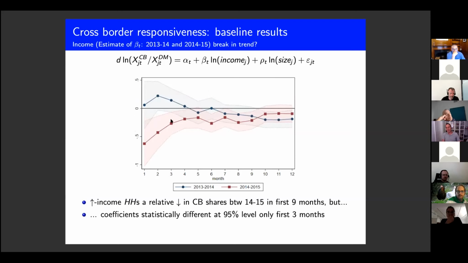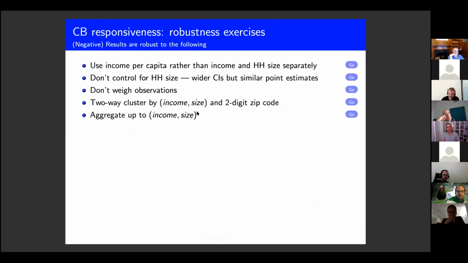Now, the reason that we're not pushing this too much is that if you look at 14-13, the difference is only significant in the first 3 months. So the difference by income in how much CV shares go up can only be observed in the first 3 months. After the first 3 months, the response is insignificant related to income. And these negative results are robust to all the things that are listed here.